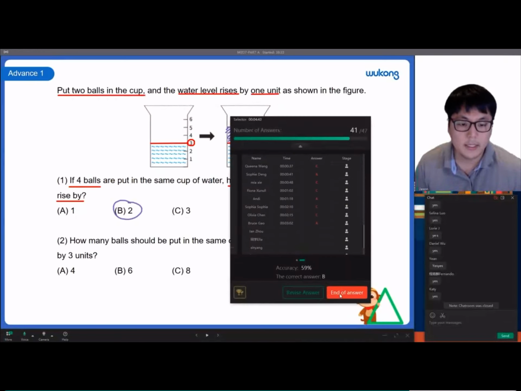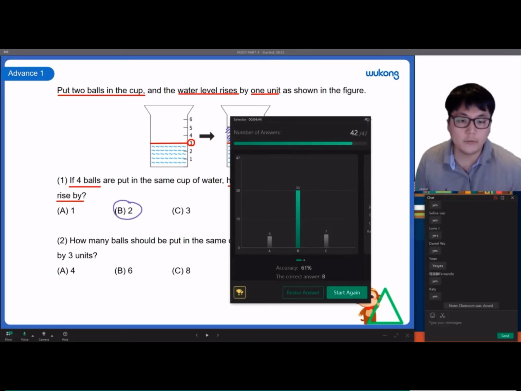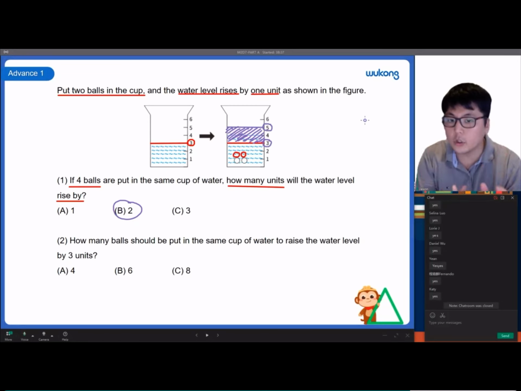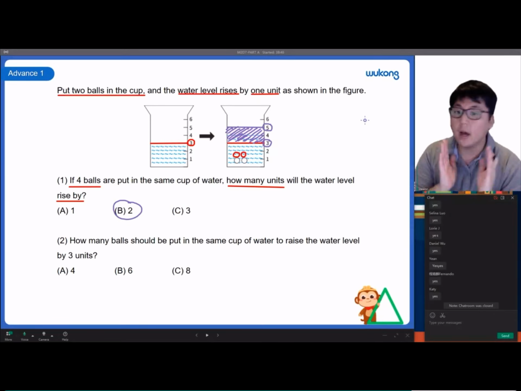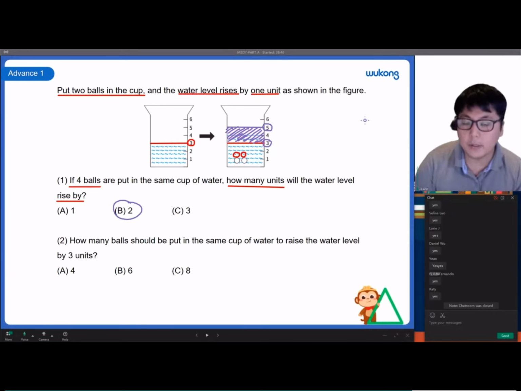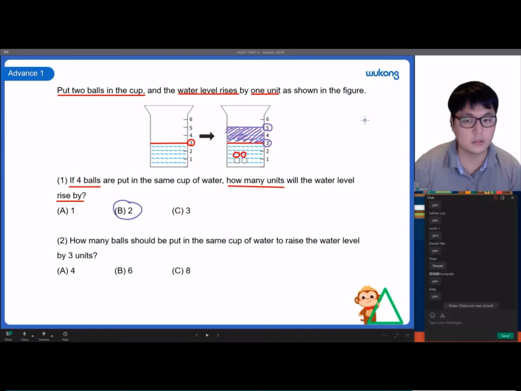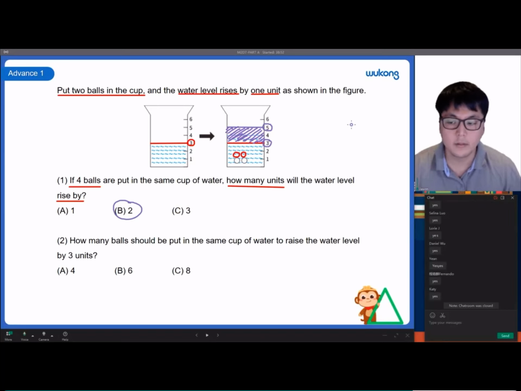Okay. So yes, guys, the answer was B for this one. Like I said, I asked you what will happen if you put 4 balls. Don't worry about whether there are already balls inside. I asked you what will happen if you put 4 balls. Just 4 balls. All right.